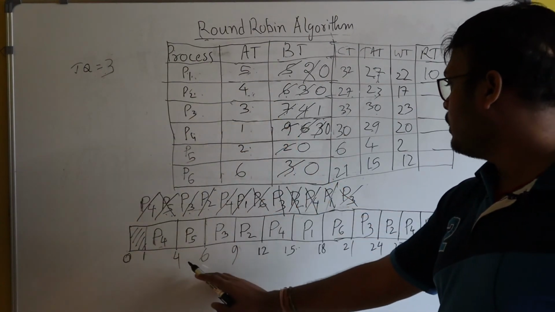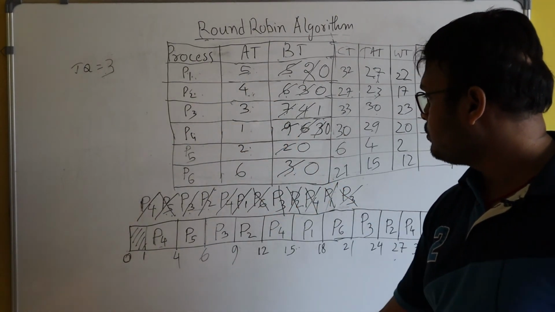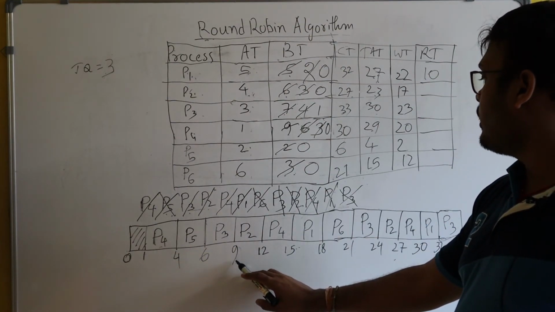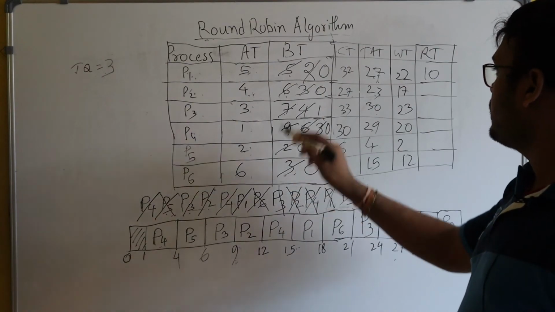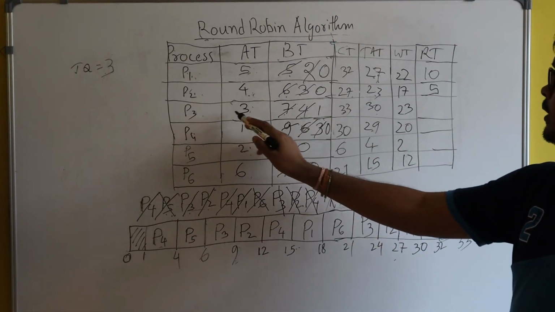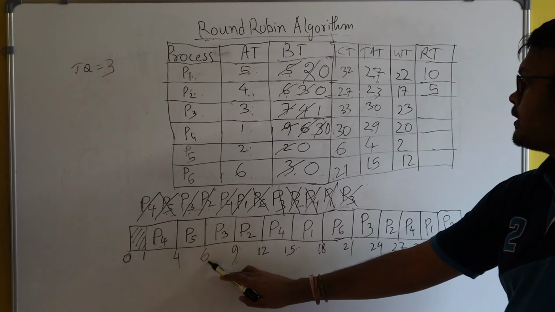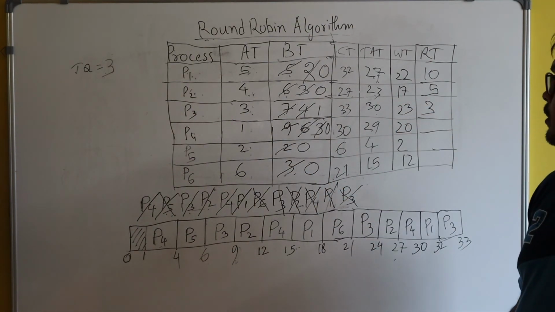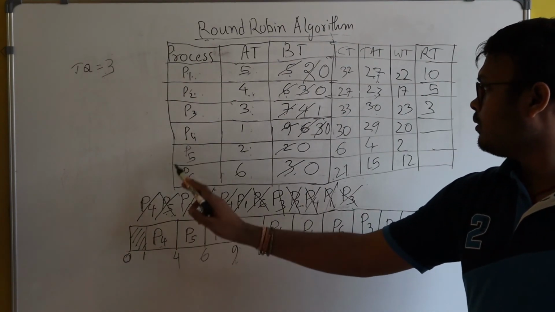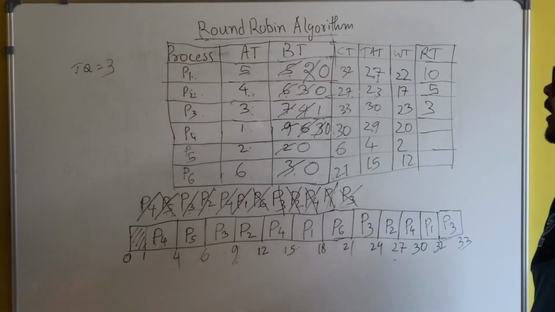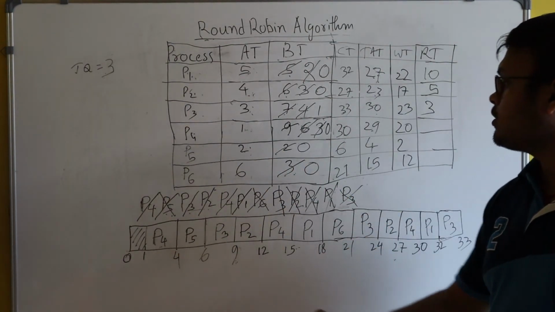P2 arrived at 4 and P2 got CPU at 9. So response time is 9 minus 4, 5. Okay. Now P3 arrived at 3 and got a chance at 6. 6 minus 3, 3. Now P4. P4 arrived at 1 and immediately it got the CPU. It means it started responding immediately. 1 minus 1 is equal to 0.